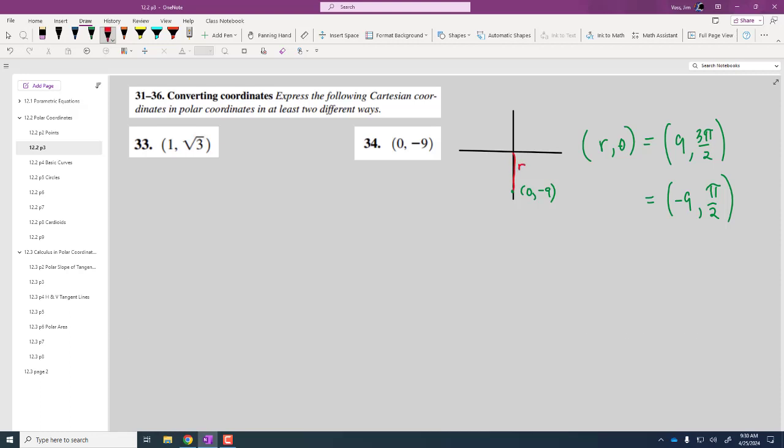Like we saw last time, you don't have to. You can do a negative r value if you wanted. But typically, the standard form, we're going to go counterclockwise rotation and a positive distance. Don't have to, but that is primarily what we do.